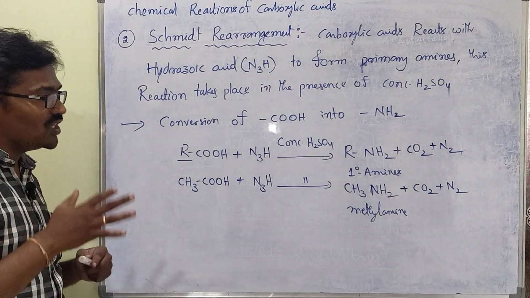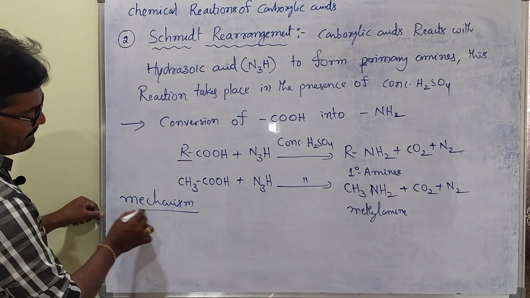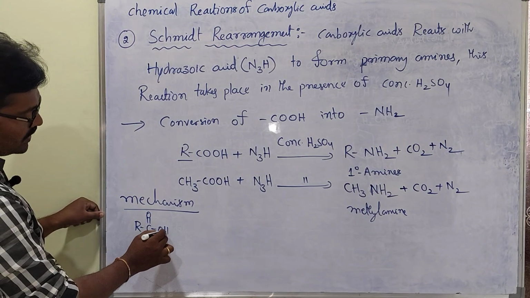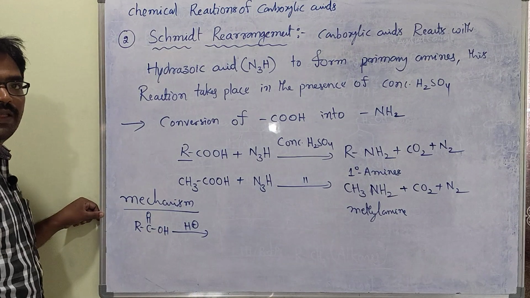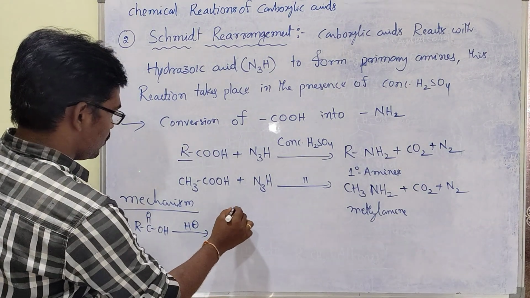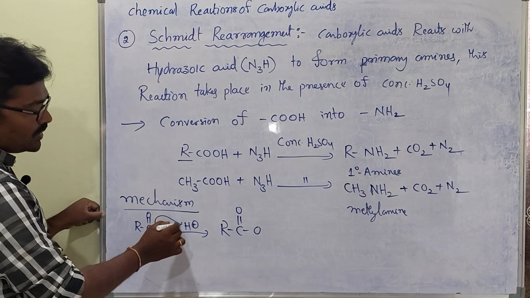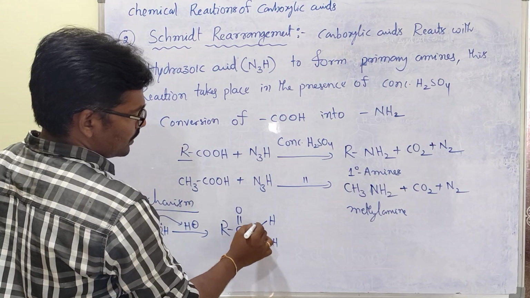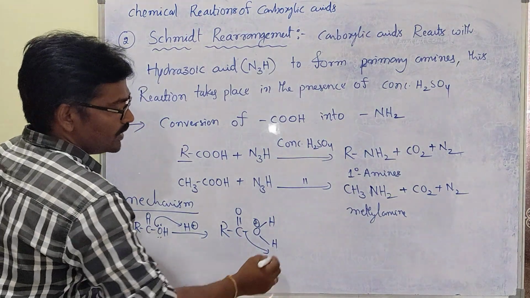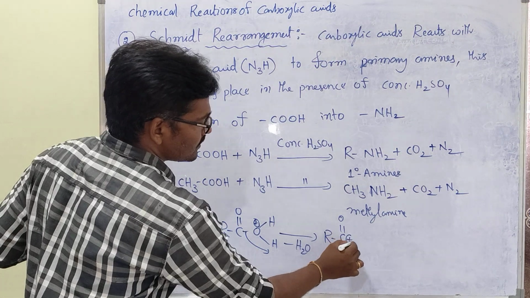Now, how does this reaction take place? Let's look at the mechanism. If you take carboxylic acid, R-C double bond O-OH, in the presence of H plus, the lone pair of electrons on the oxygen attacks the H plus. Then here H, then here H, and a positive charge is formed. Clear, all of you? Now we can expect that H2O will be released, eliminated from the molecule. Then R-C double bond O plus is formed.